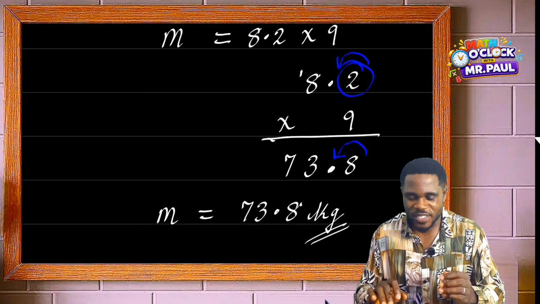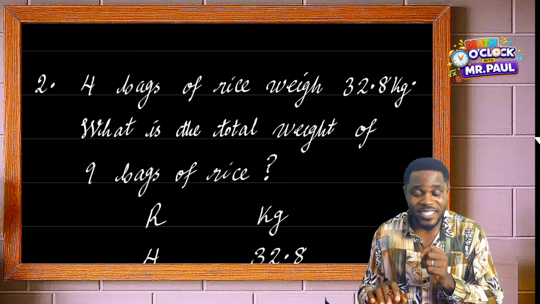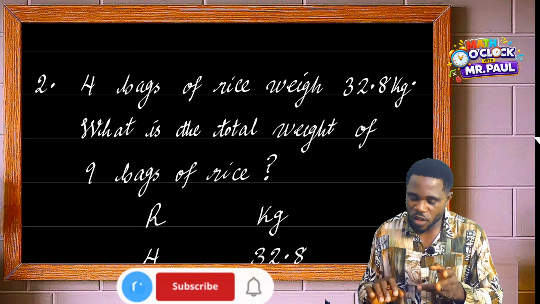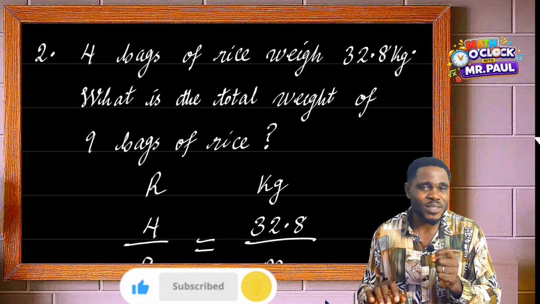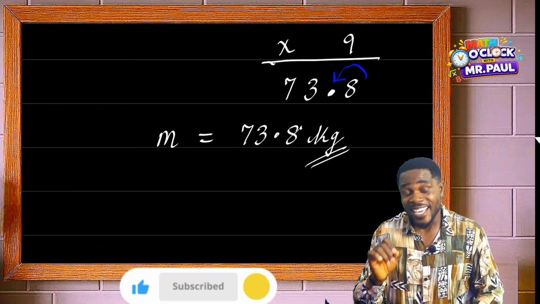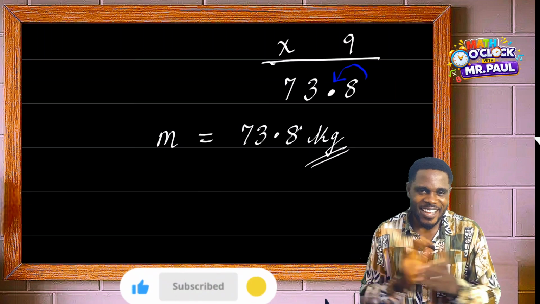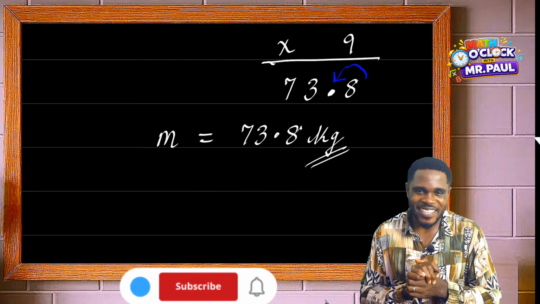Just like the question said, it says 4 bags of rice weighs 32.8 kg. What is the total weight of 9 bags of rice? So it simply means 9 bags of rice is going to weigh 73.8 kg. Ta-da! As simple as that.